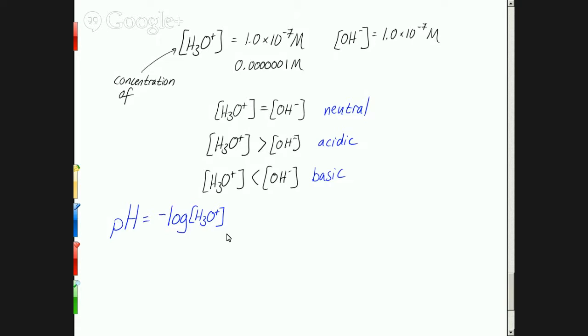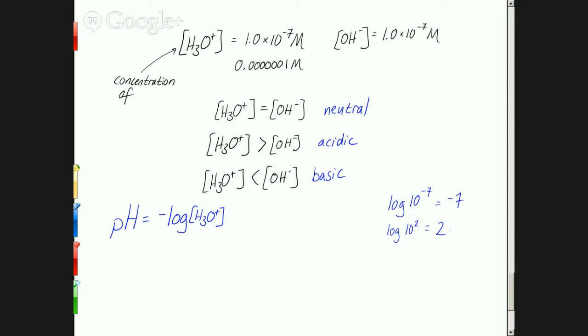So log, I actually don't know where that word comes from. I suppose we could look it up. But it has to do with an exponent. Taking a log of something tells you what the little exponent is, the little number up in the corner. So a log of 10 to the minus 7th is minus 7. So the log tells you, when you've got a number with a base of 10, what that exponent is. A log of 10 to the 2, 10 squared, is 2. So it's just that little exponent.